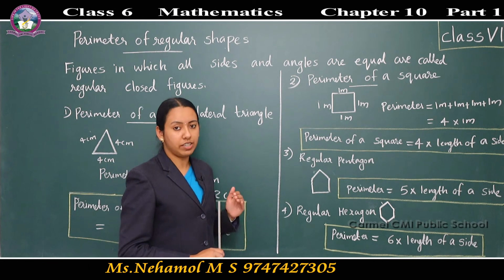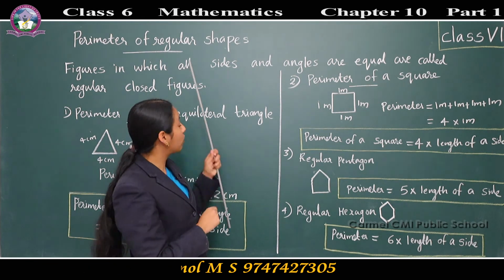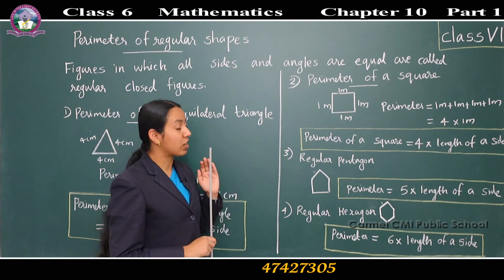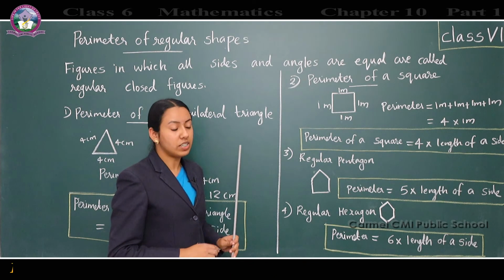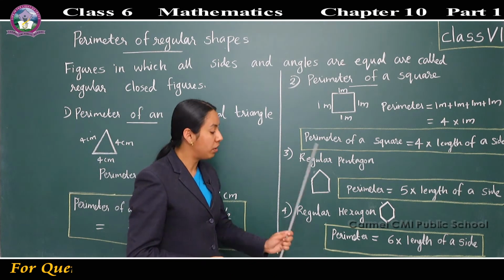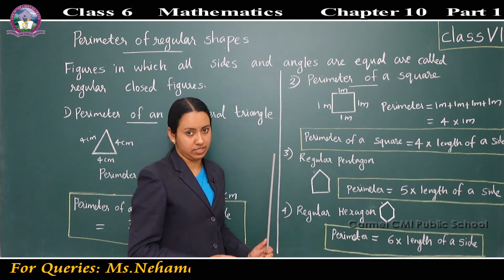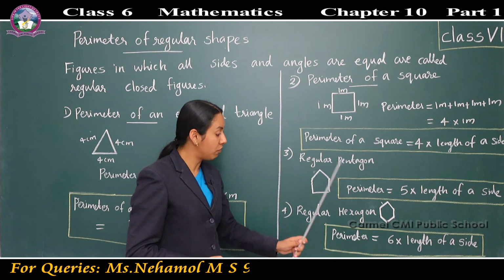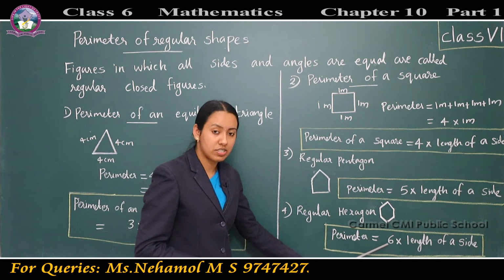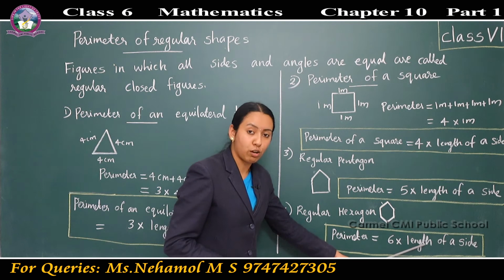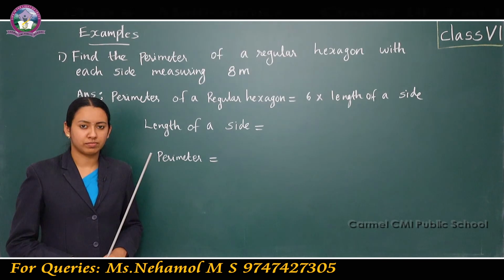So in general we can say, in the case of regular figures, in the case of regular shapes, perimeter is the product of number of sides and length of a side.